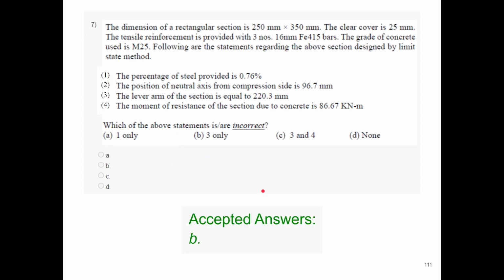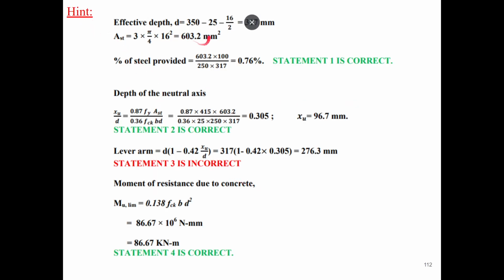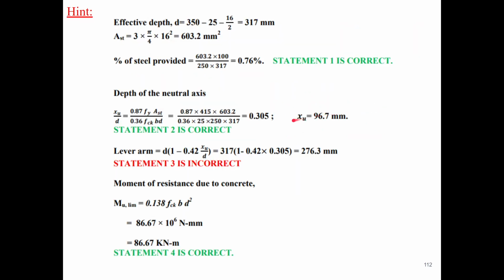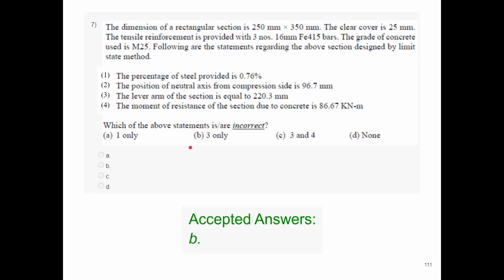Okay. So if you see here, effective depth d is 350 minus 25 minus 16 by 2, which is 317 mm. AST is 603.2 mm square. Percent of steel provided is 0.76%. Depth of neutral axis XU by D is 0.305. This is similar to the last question. So here XU is 96.7 millimeter, so that is the position of neutral axis from compression side. So it is correct. Okay, so one is correct. Second statement is also correct.